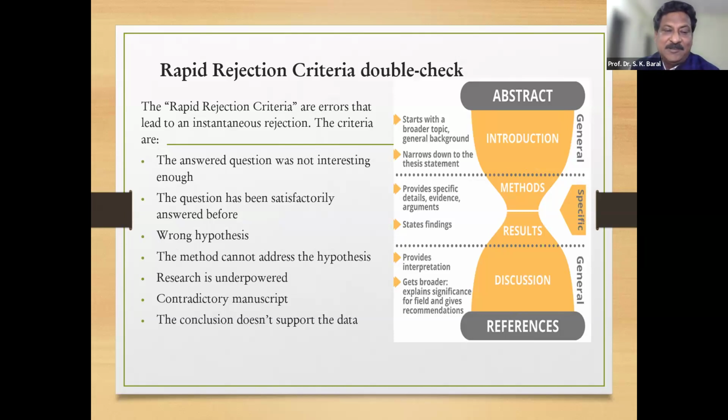Wrong hypothesis. The methods could not address the hypothesis. Research is underpowered, undermined. A contradictory manuscript, contradictory thesis. And the conclusion does not support the data. In that case, the rejection may come.